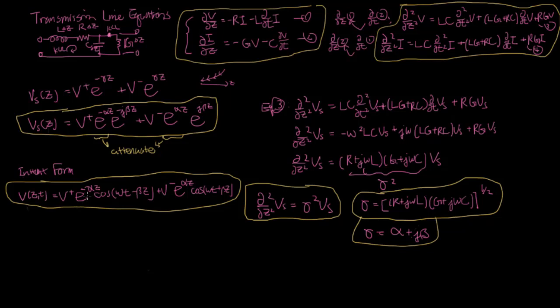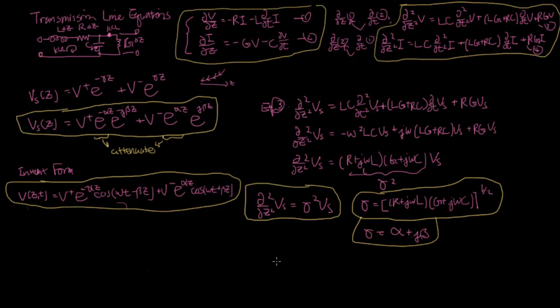And again, now that it's in the instantaneous form, you can see more clearly that you have a sinusoid traveling in the positive and negative z direction, and they decay as a function of exponential of negative alpha z in this case, and e to the alpha z in that case. So it kind of exponentially decays as it moves on.